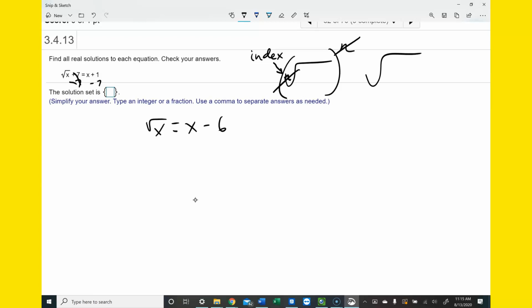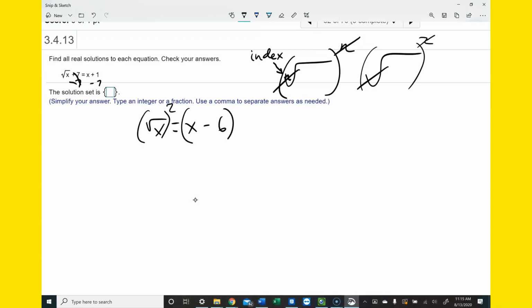Now when it's a radical with nothing inside the little check mark to serve as the index, it's an invisible 2. It's understood to be a square root. So if you want to get rid of a square root, you use a squared exponent. And that gets rid of that understood index of 2. So to get rid of this square root of x, I am going to square it.